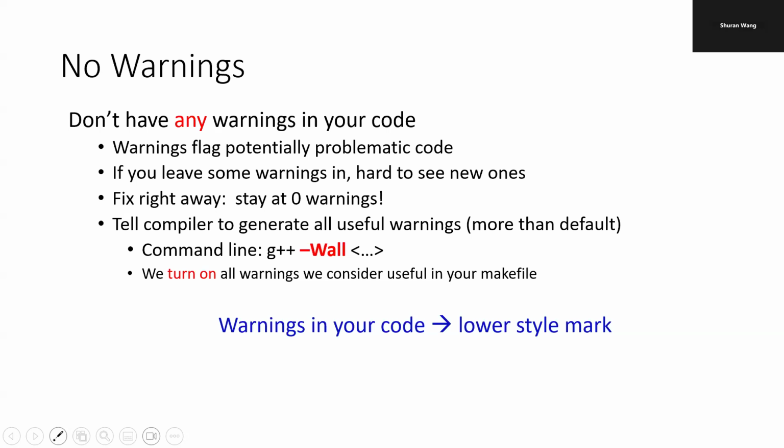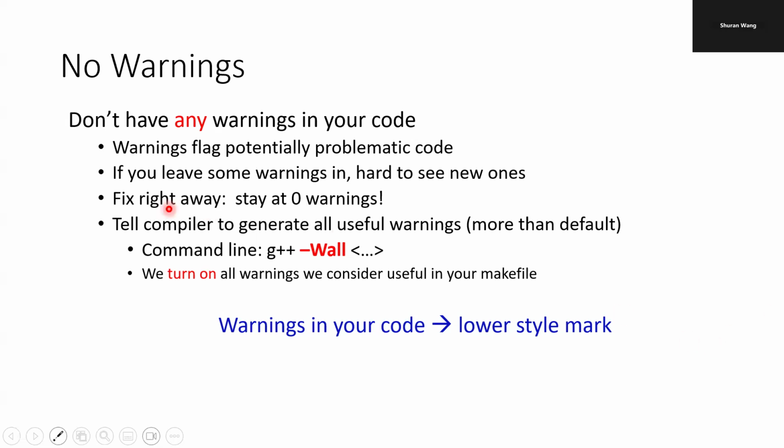And that is because warnings will flag potentially problematic code. Even if your code can run successfully, it can silently give you some wrong answers. If you leave some warnings in, it is hard to see new ones. So even if some warnings are not important, like your program will still run with no problem, but if there is one new warning that flags some problematic code in it, it's going to be really hard to see if it's buried inside warnings. So try to stay at 0 warnings.